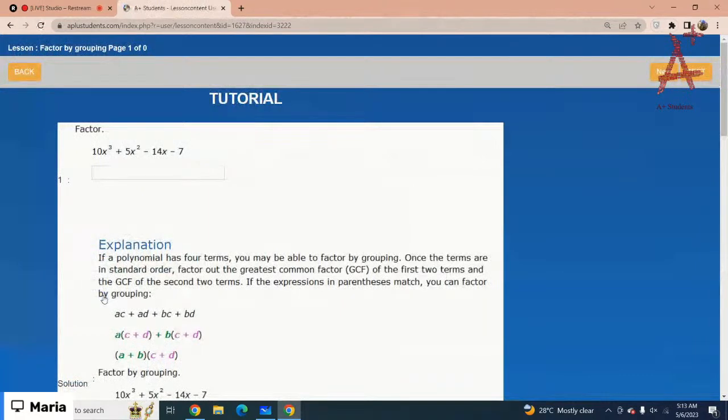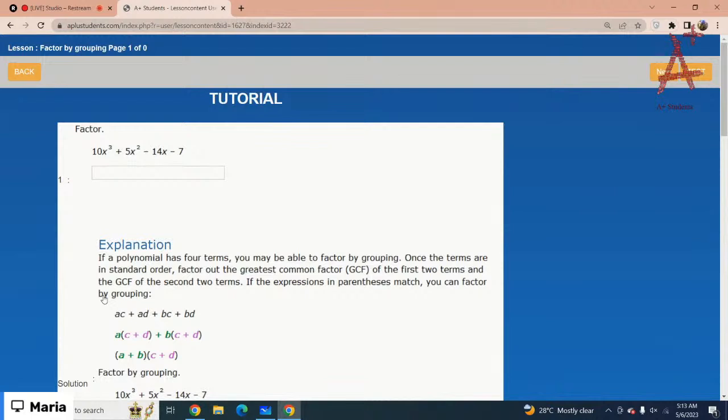Okay, let's just start with the first example, that is 10x cubed plus 5x squared minus 14x minus 7. If a polynomial has 4 terms, you may be able to factor by grouping. Once the terms are in standard order, factor out the greatest common factor of the first 2 terms and then the GCF of the second 2 terms. If the expressions in parentheses match, you can factor by grouping.